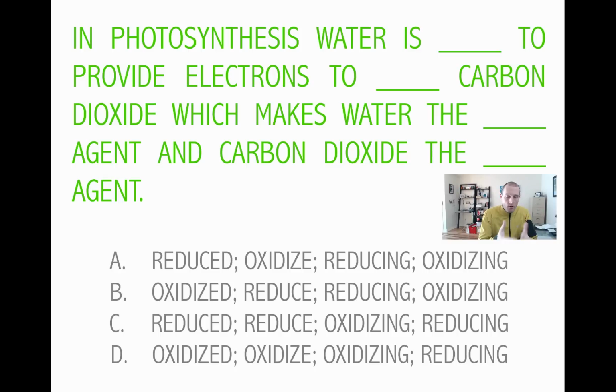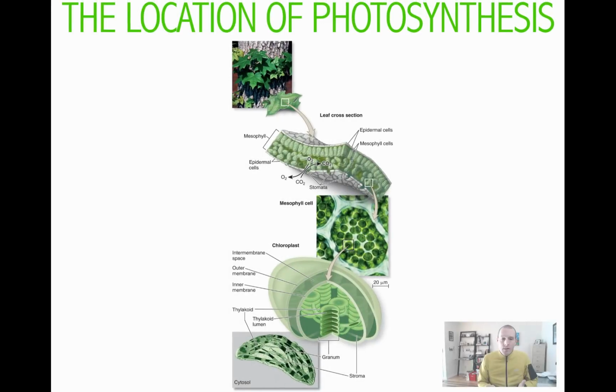So if you're okay with this, then you get the basics of redox chemistry as applied to photosynthesis. And we're going to keep seeing this kind of redox chemistry all the way through photosynthesis. Okay, so where does this process occur? We're staying focused on green plants.